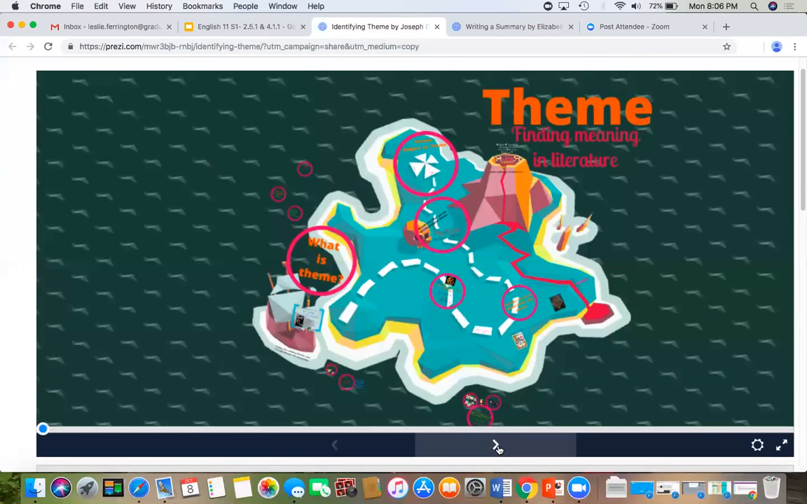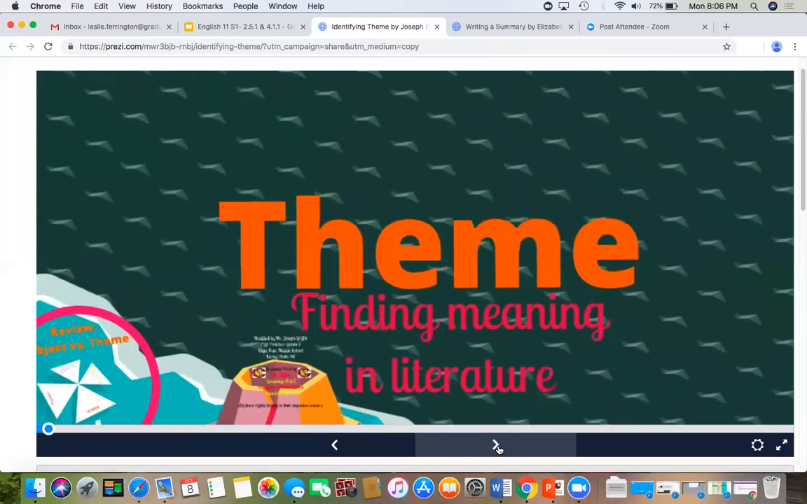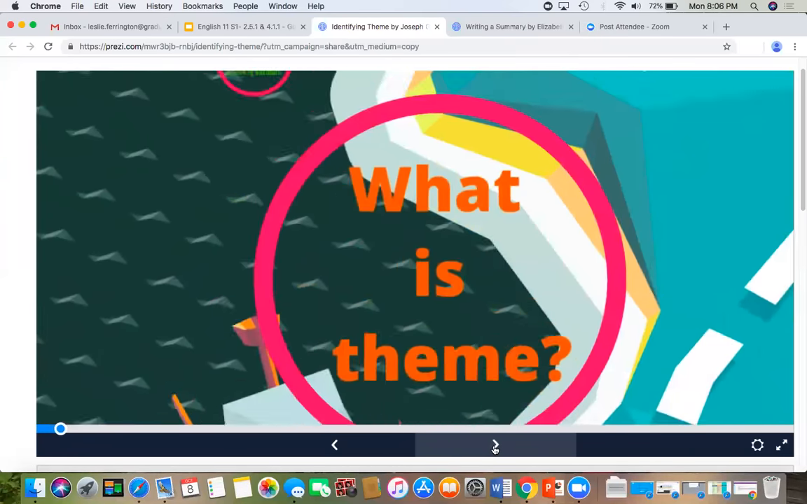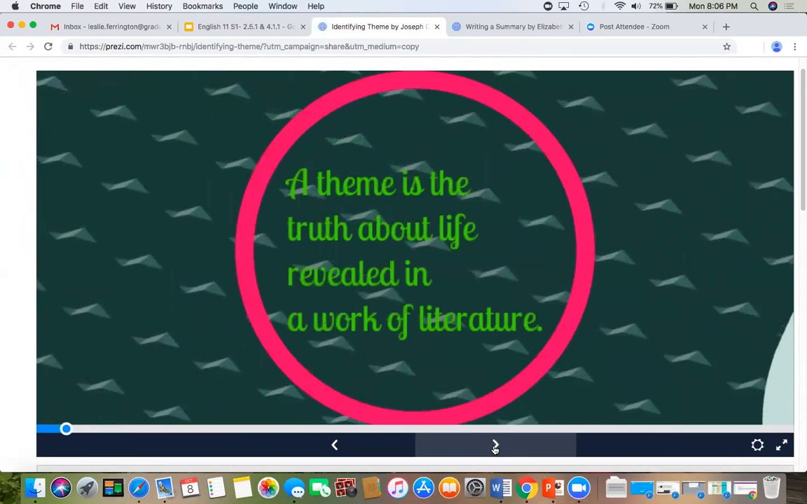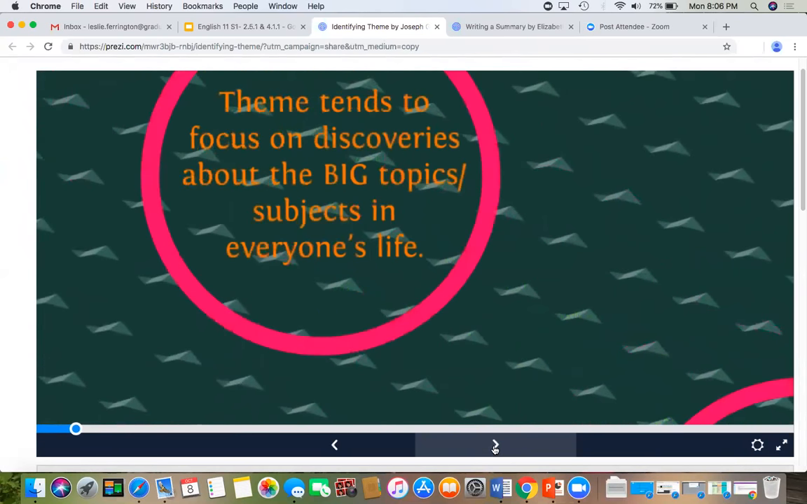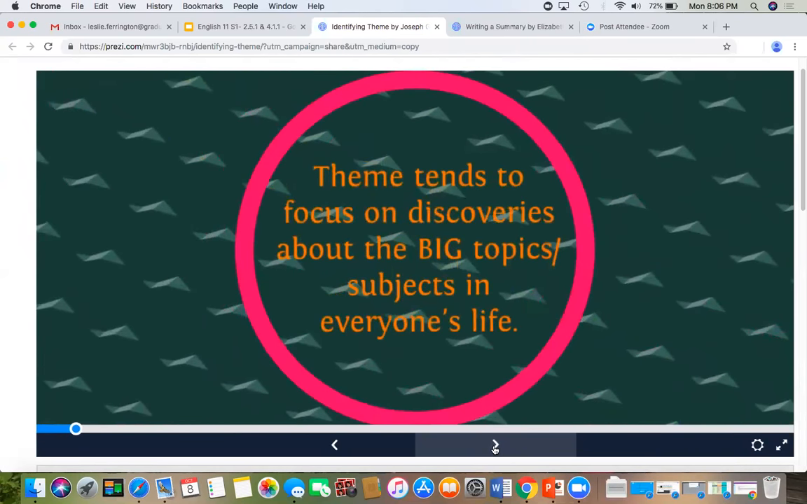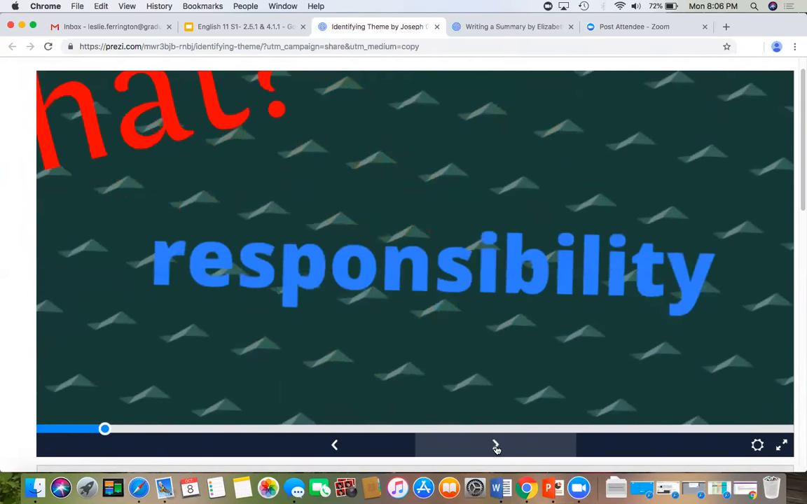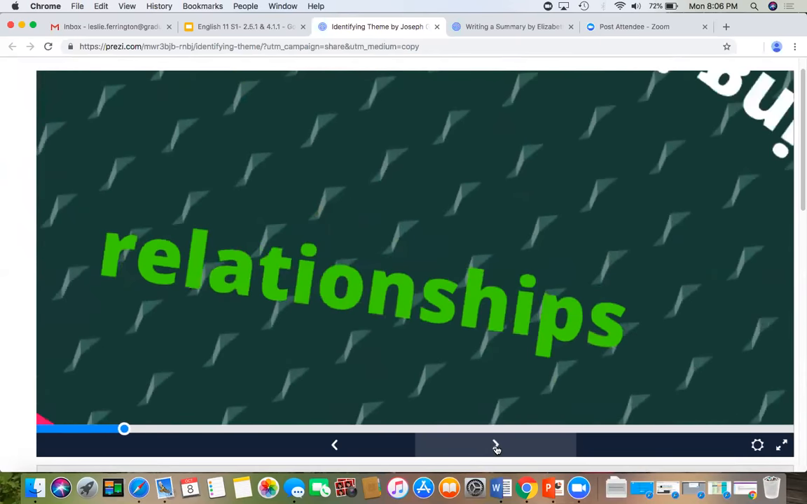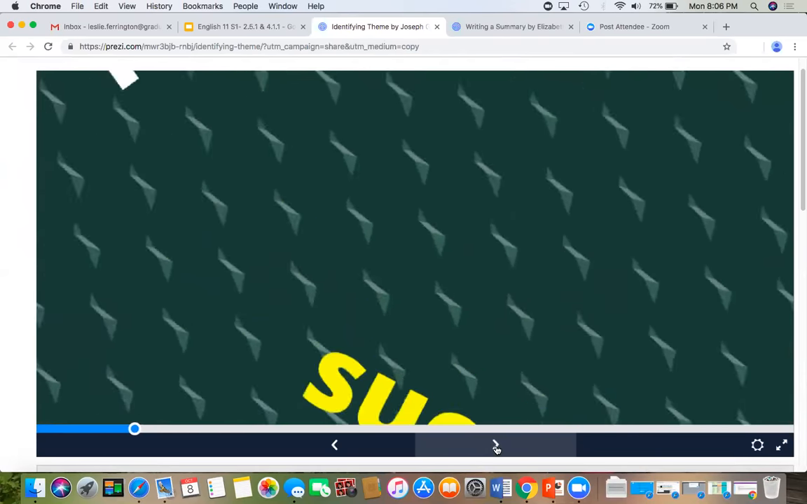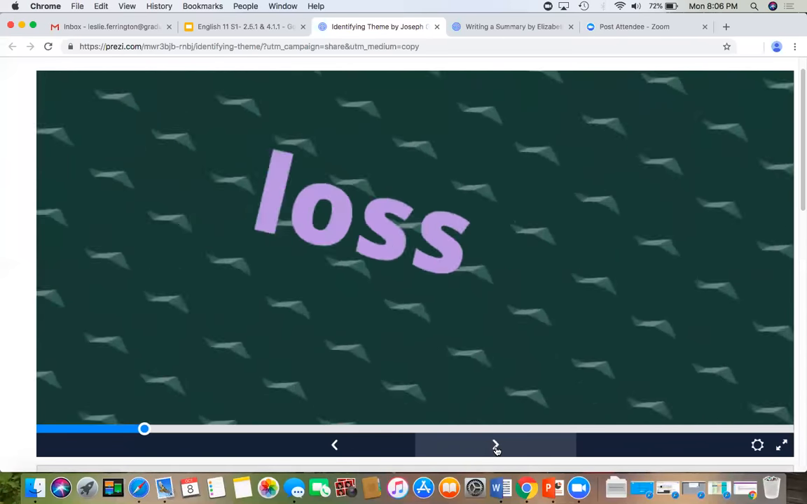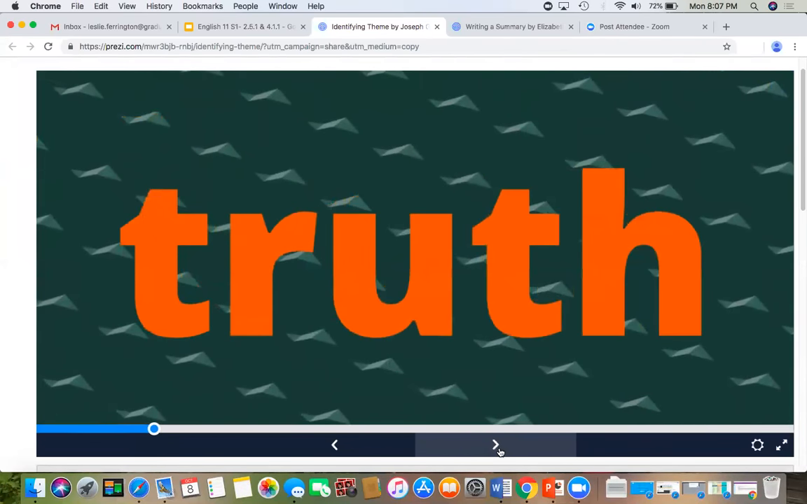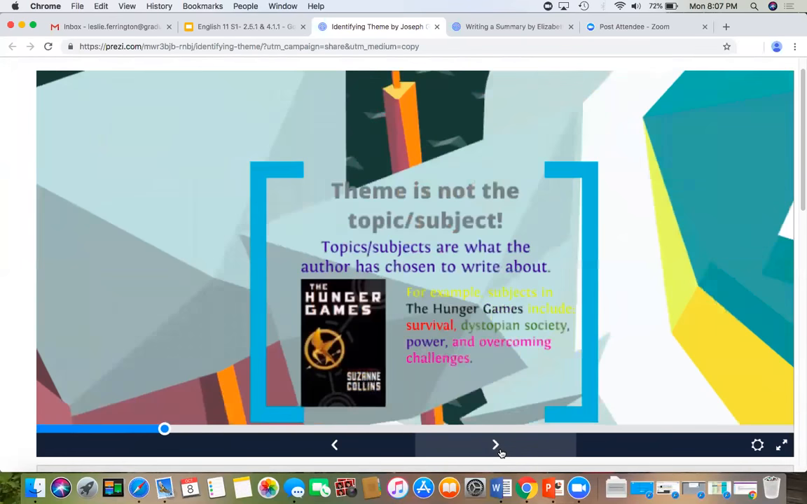So, theme, finding meaning in literature. So we're going to be talking about what a theme is. It is the truth about life revealed in a work of literature. It tends to focus on discoveries about the big topics or subjects in everyone's life. Themes can be applied to pretty much anyone. So big topics and subjects could be responsibility, relationships, success, fitting in, loss. They tend to be things like truth, things that anybody could relate to.